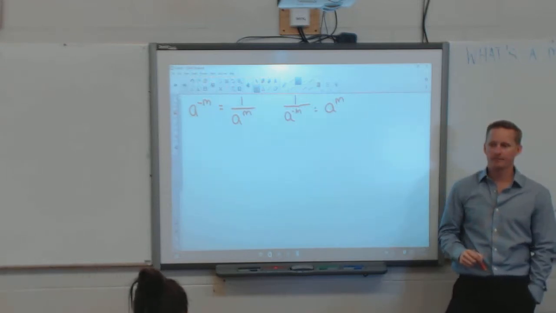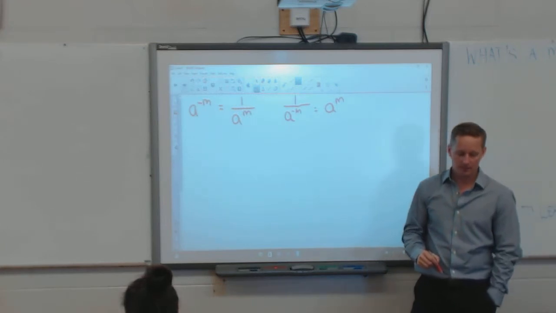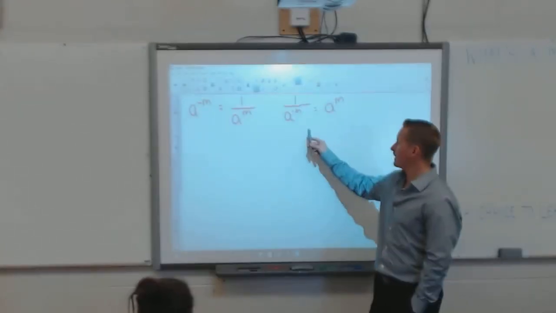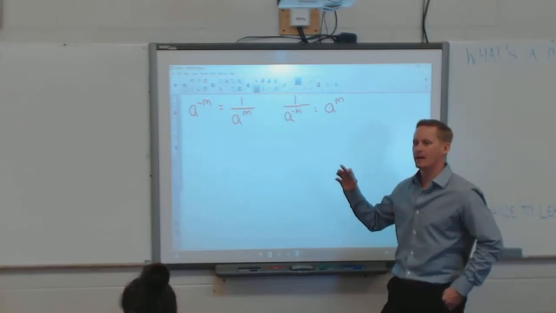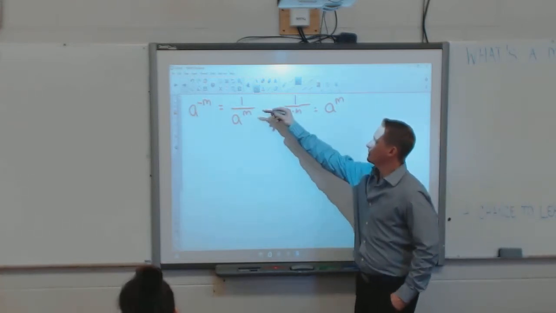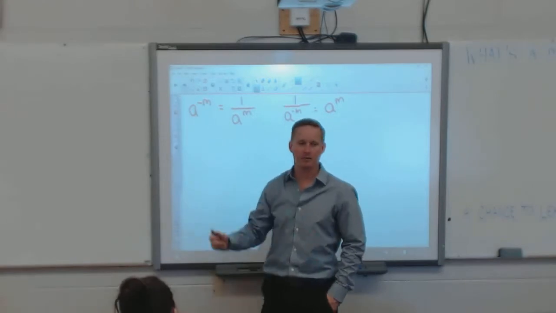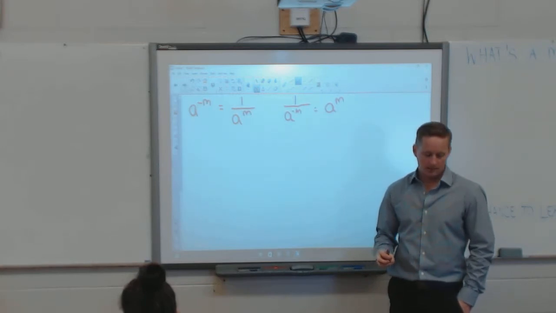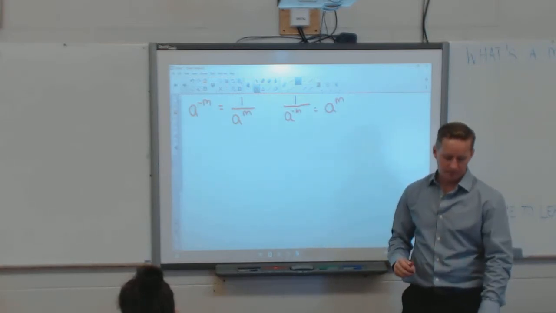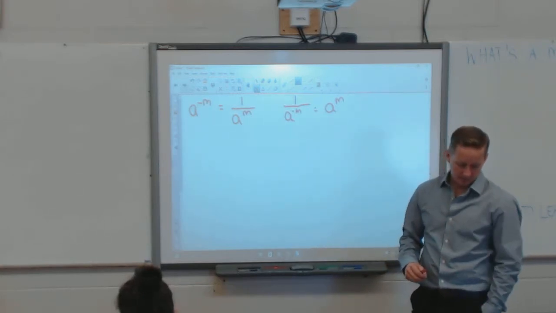All right? Okay, and that's an important one. This is the one that we mess up all the time. Okay, so to make any one positive, you just put it below the line. A to the m. Does everybody understand that? That's the hard one. That's the one everybody finds difficult.